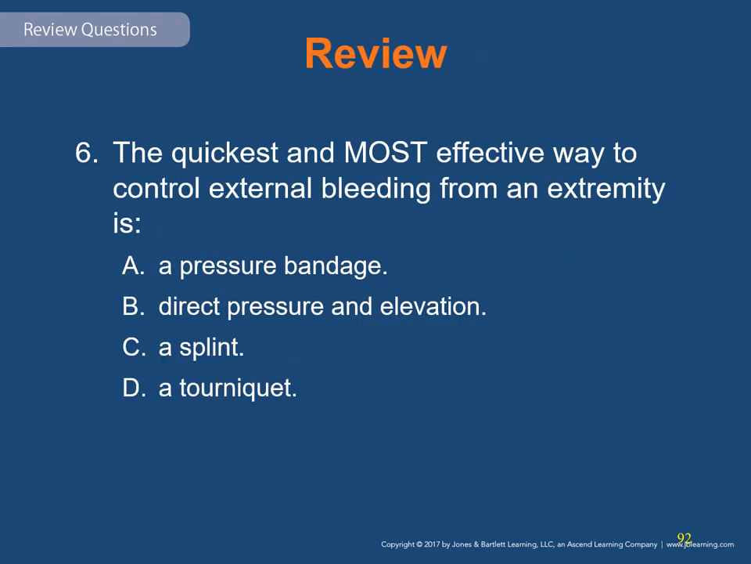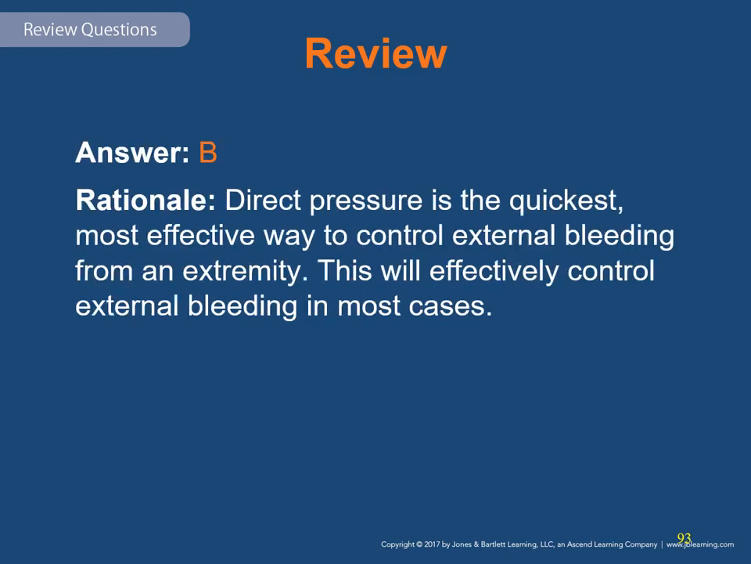Review question 6. The quickest and most effective way to control external bleeding from an extremity is A. A pressure bandage, B. Direct pressure and elevation, C. A splint, or D. A tourniquet. The correct answer is B.